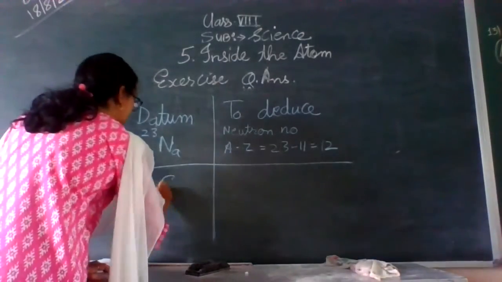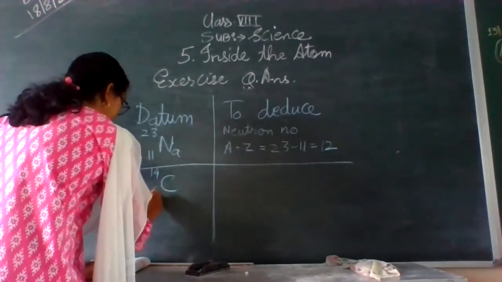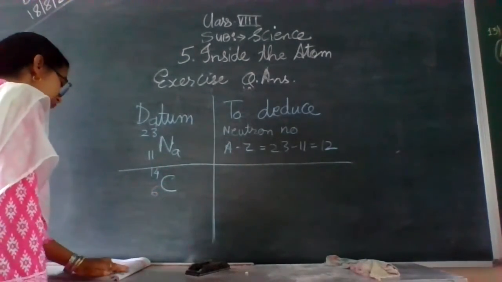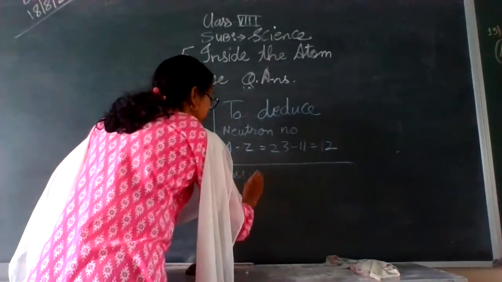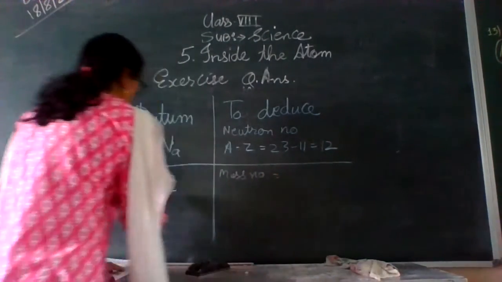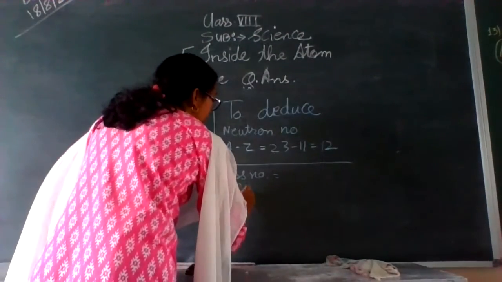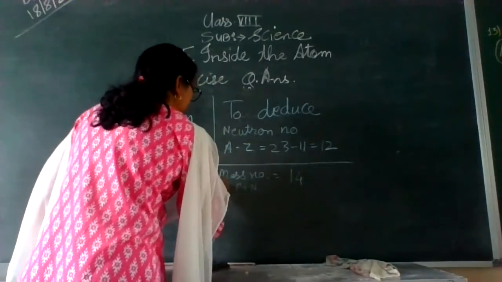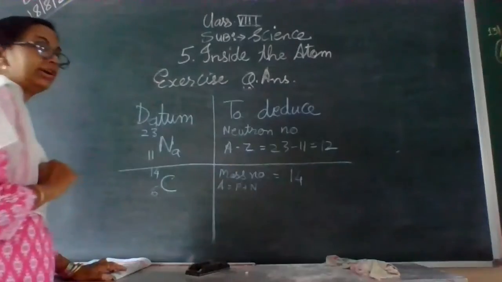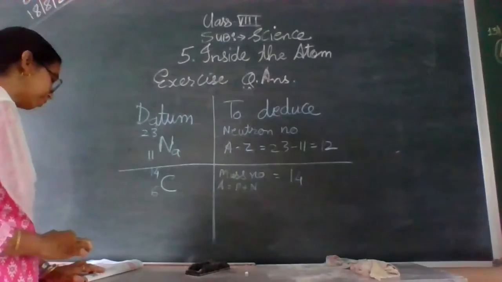Next, you have carbon. For carbon, 14 is the atomic mass number and 6 is the atomic number. Here the mass number is going to be 14 obviously. Mass number means protons plus neutrons. Therefore, A is equal to protons plus neutrons, and we directly get the answer as the atomic mass number.